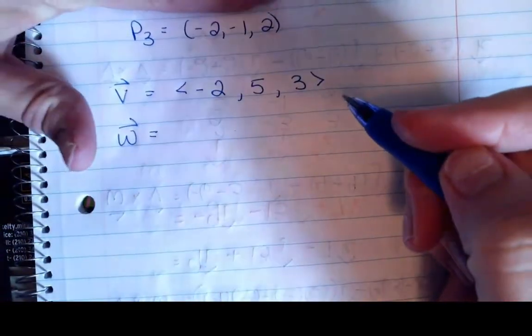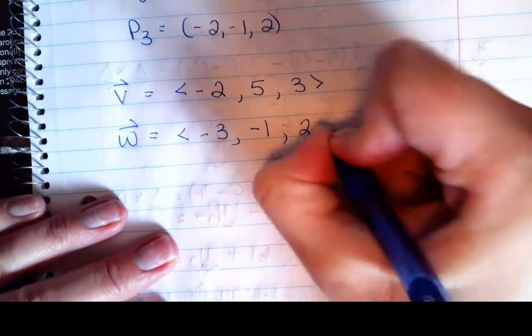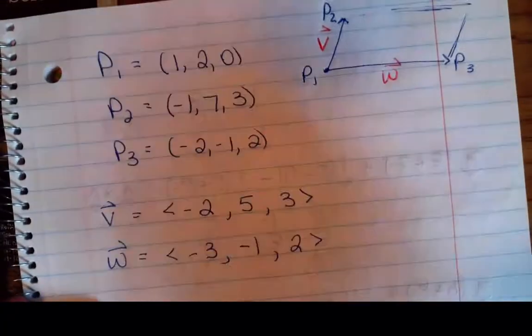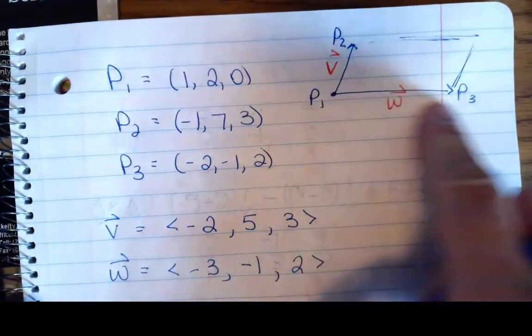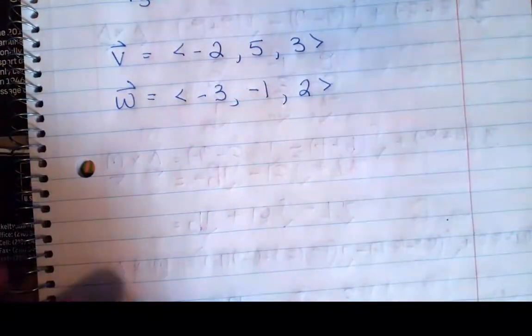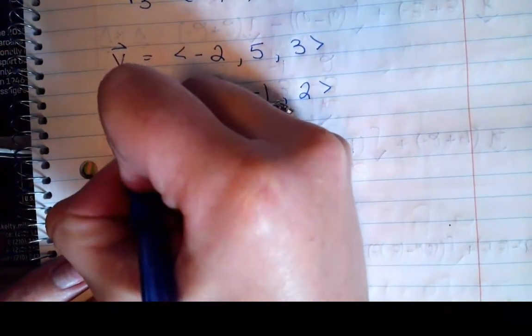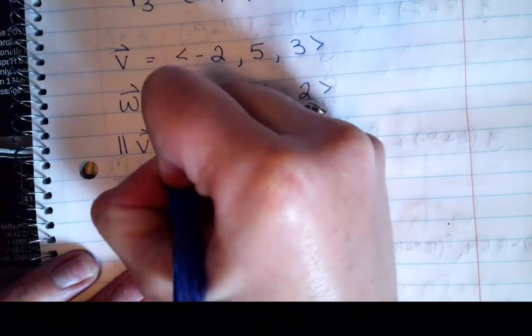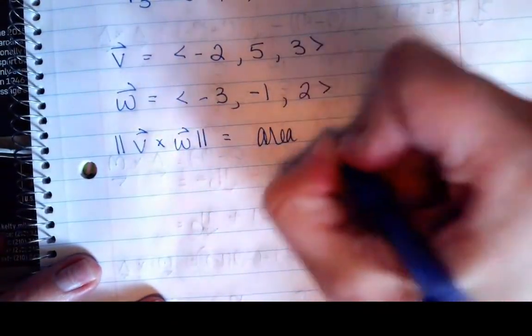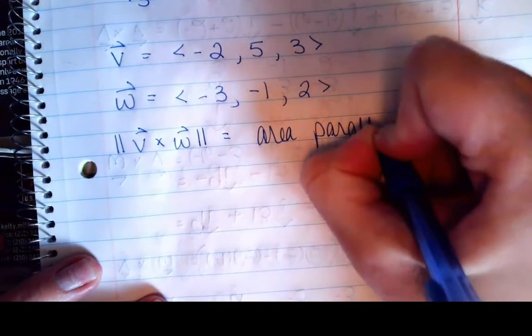Vector W is going to be, ignore this one because he's in the way. So I've got -2 minus 1 is -3. -1 minus 2 is -3. 2 minus 0 is 2. Okay, so those are my two vectors. So there's vector V, there's vector W. So I need to find their cross product and then find the magnitude. So the magnitude of the cross product of V and W will give me the area of a parallelogram.